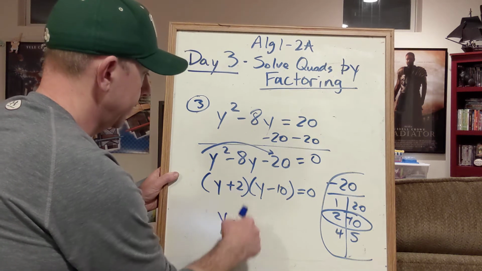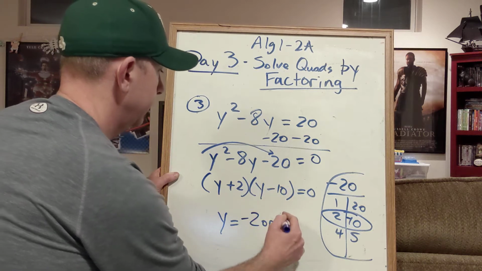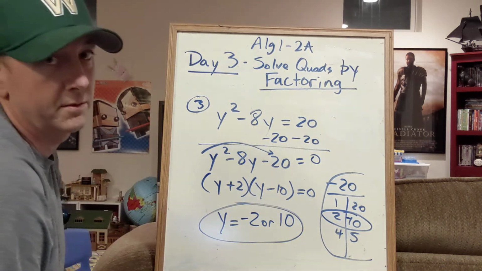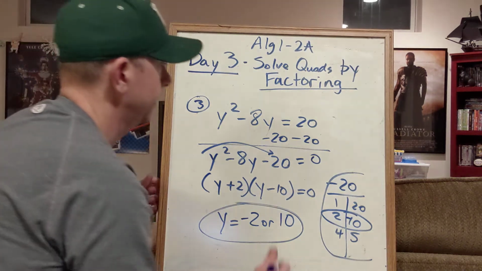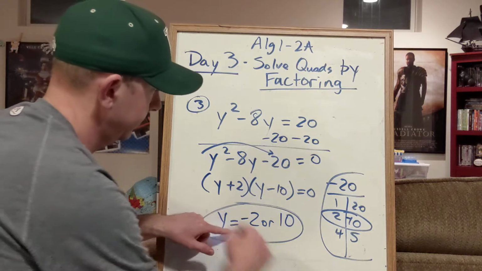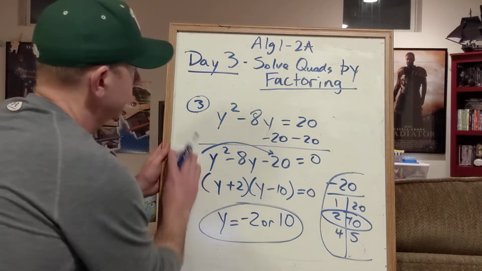Whatever this sign is, it's going to be the opposite to make it 0. So negative 2 here, or what will make that 0 is positive 10. So negative 2 or 10 is our solution. So on the parabola, and I've shown this a couple times up there, the parabola would cross at negative 2 and at positive 10. All right? So there is number 3.